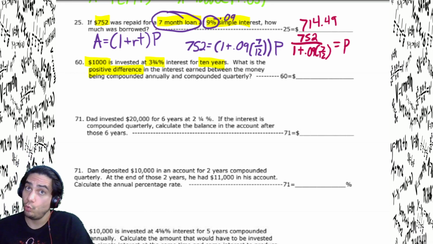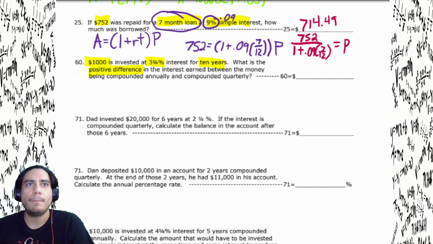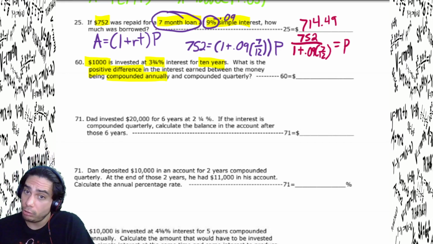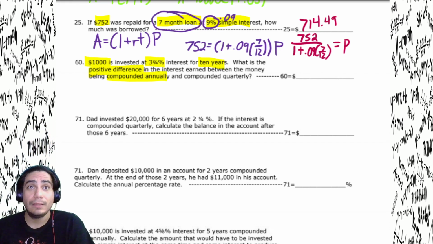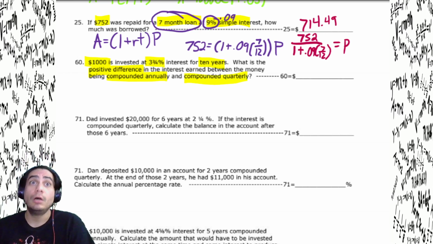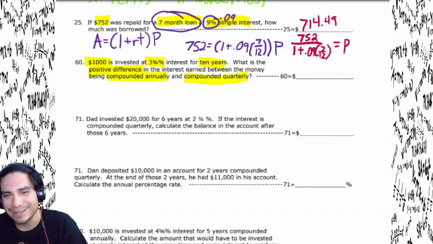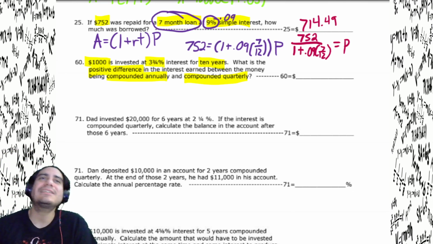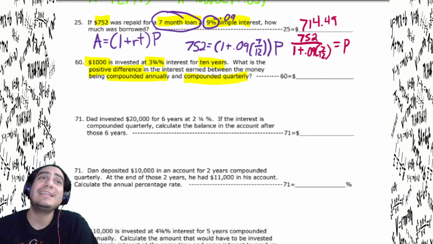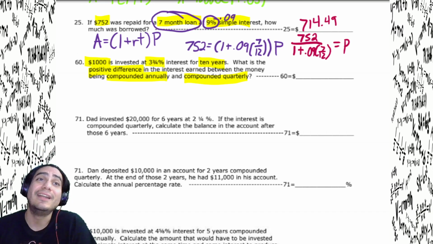between the money being compounded annually and compounded quarterly? But it's all good. We're just messing around. So let's go ahead and see what the positive difference is. It seems like we're going to have to do two different formulas here, but it's all good.